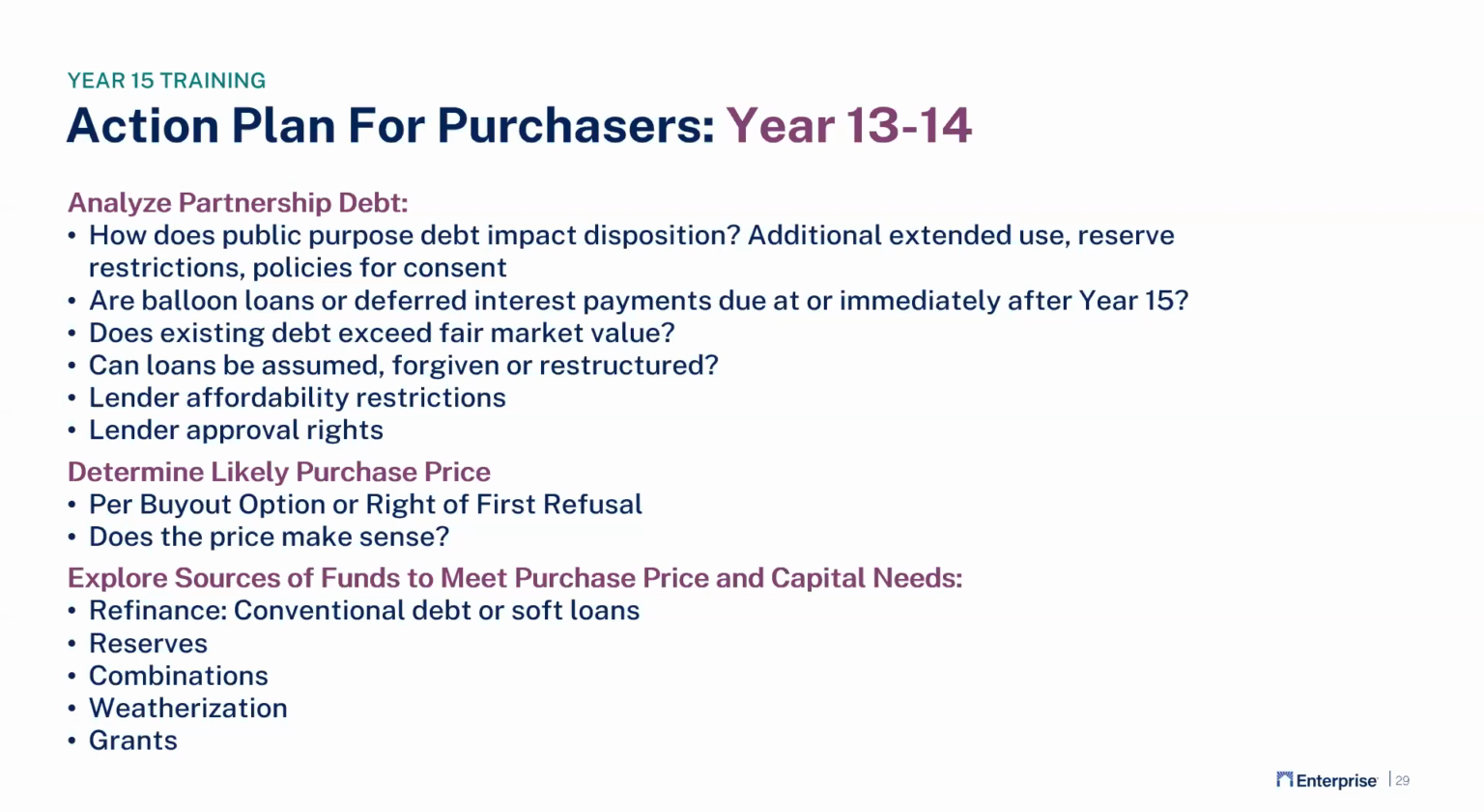There are several ways to get sources to meet the purchase price and your capital needs, and they're listed here. Pretty straightforward. Refinance with conventional or soft loans. You do have reserves that are going to be yours to use, so you can use those funds to finance the LP exit. And you can have combinations of weatherization grants that are available for capital needs, for example.